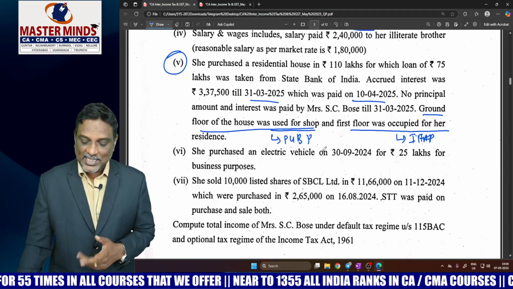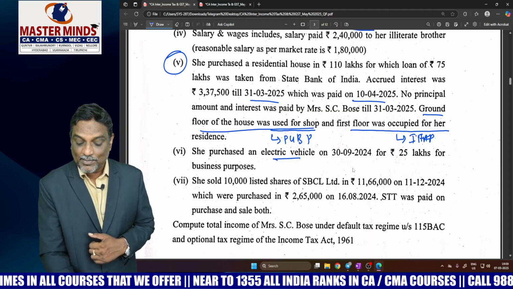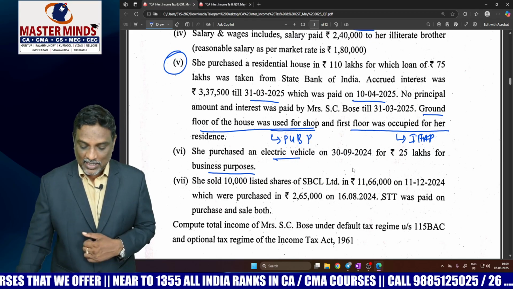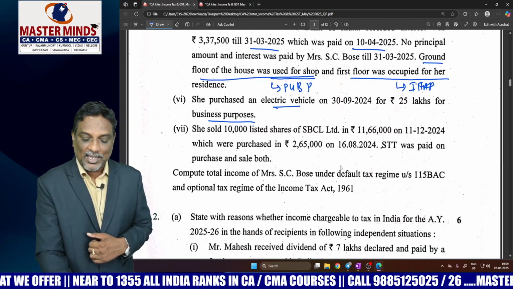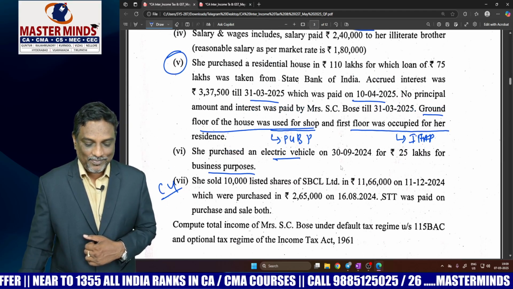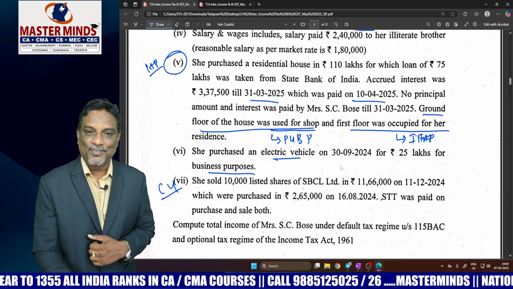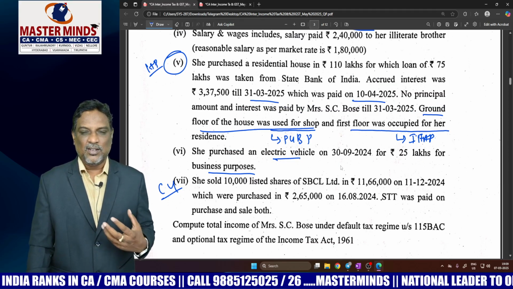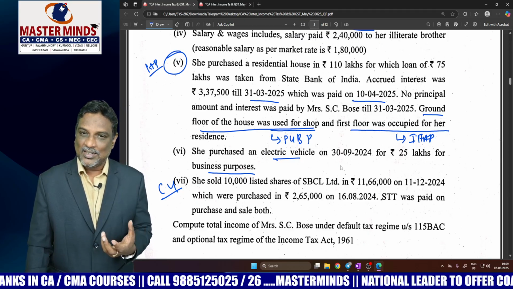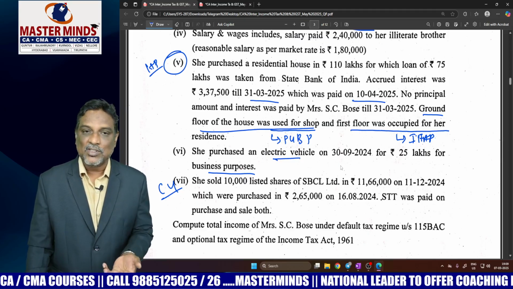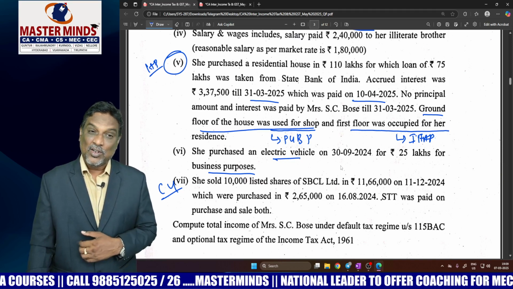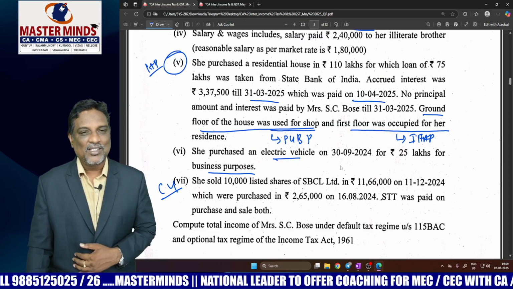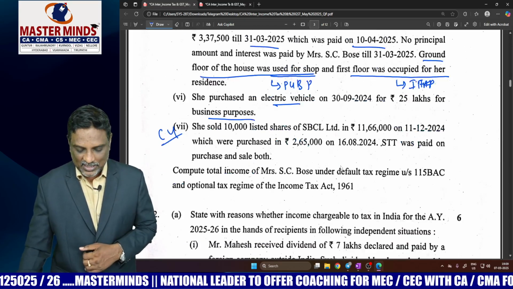Next, he purchased an electric vehicle for business purposes. Therefore, he can claim depreciation on this. Next, it's a capital gain. Capital gain is also involved in this problem. House property, PGBP and other sources are also involved. Around 4 heads are involved in this problem. So the students who prepared well can answer this question easily. One or two adjustments are to some extent difficult; except for that, the rest of the problem is too easy.